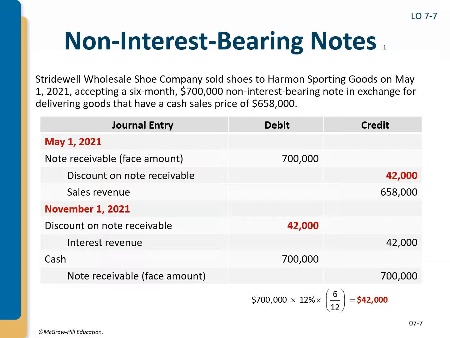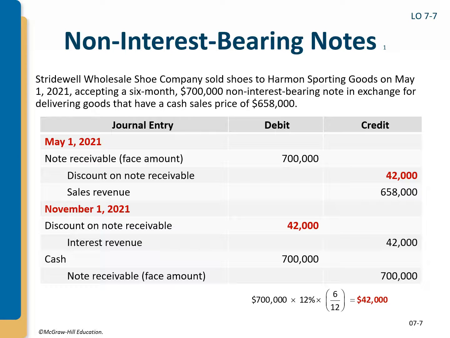So let's take a look. Stridewell sold shoes to Harmon, accepting a 6-month $700,000 non-interest-bearing note in exchange for delivering goods that have a cash price of $658,000. So sales revenue is only $658,000. That's how much Harmon took on the day the loan was made, $658,000. What are they going to have to pay back? $700,000. So we debit note receivable $700,000. The difference is credited to discount on notes receivable.